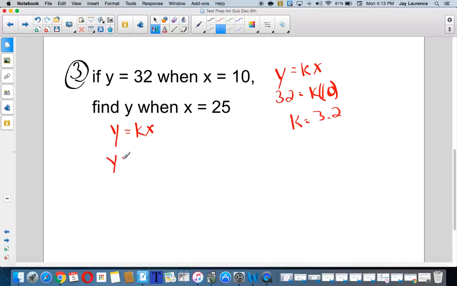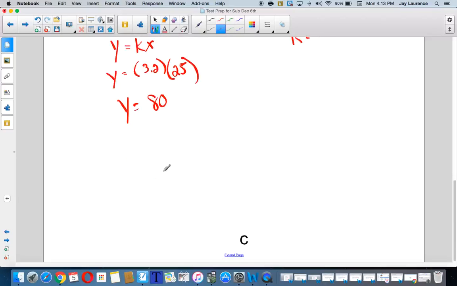All right, so now I go y equals kx. Looking for y. k is 3 and 2 tenths, and I'm going to multiply that by 25. All right, let me see here. So 3 and 2 tenths times 25, I'm getting 80. y equals 80 when x is 25. There you go.